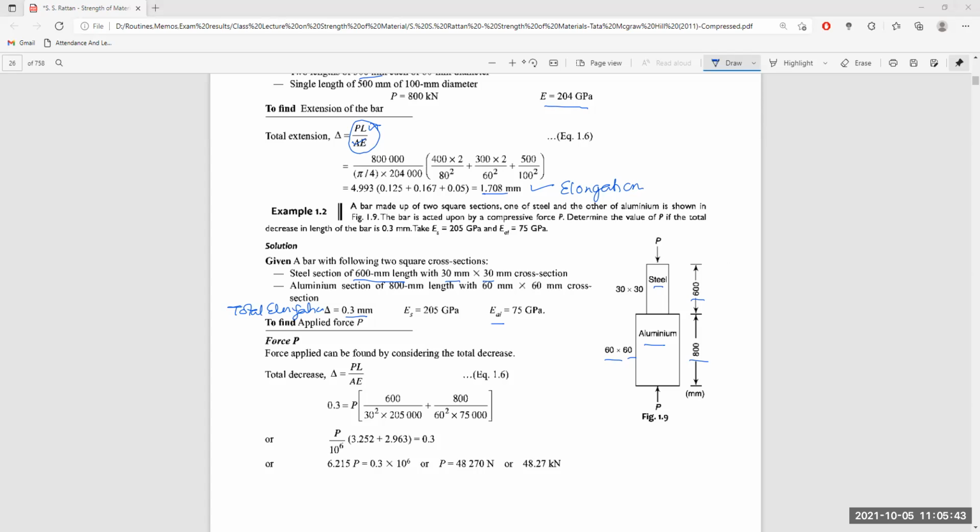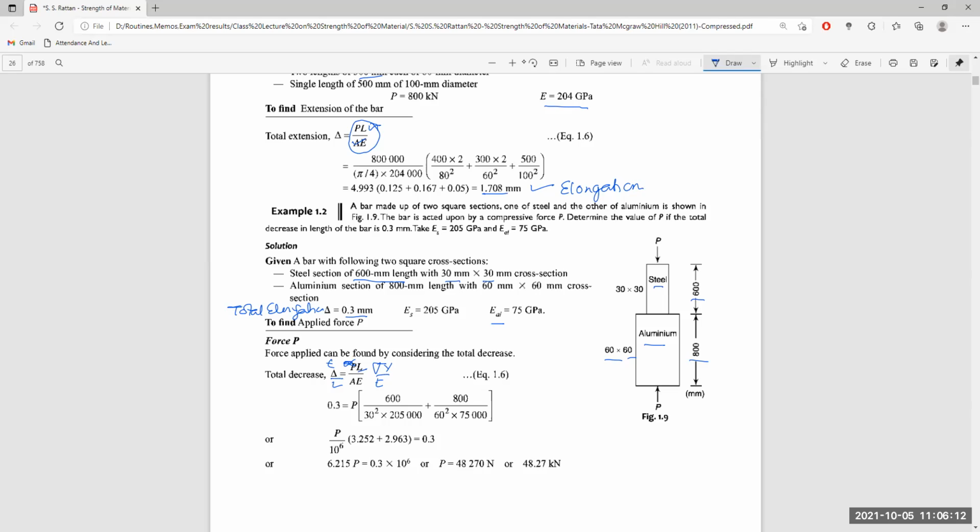So total decrease will be given by delta equals P into L by A into E. This is coming from Young's modulus. Stress is P by A. L is the length. If we put L here, it will be epsilon, which is stress sigma divided by E. This is Young's modulus. So we put P as unknown.